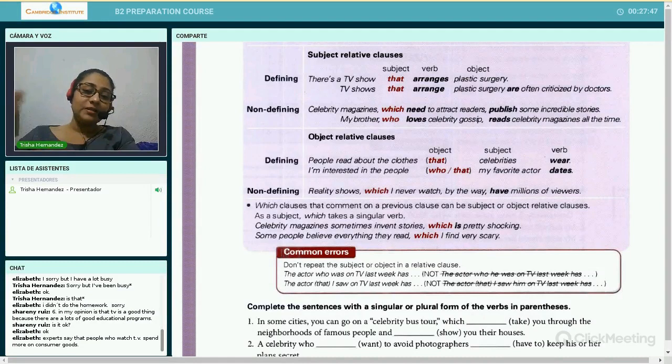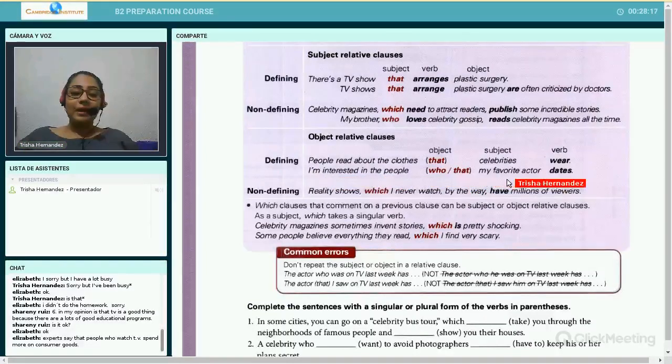And then we have the object relative clauses. Defining: people read about the clothes. I'm interested in the people. People read about the clothes that celebrities wear. Another example: I'm interested in the people who my favorite actor dates. Or the other way around: I'm interested in the people that my favorite actor dates. And we have non-defining: reality shows, which I'd never watch, by the way, have millions of viewers.